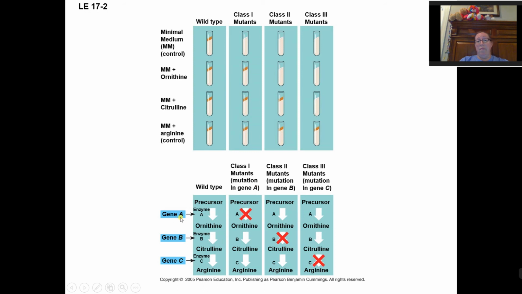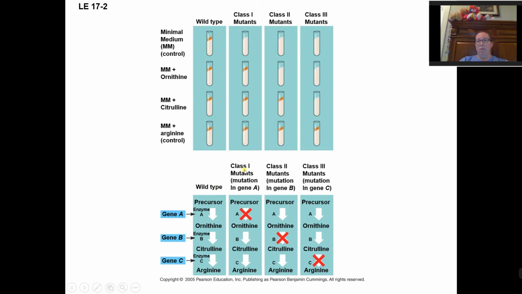So gene A, enzyme A works, okay? Now we have it. So these are wild type. Wild type means found in nature. Does it mean dominant or recessive? No. It means mostly found in nature. That's what wild type means. It can be dominant, but it doesn't necessarily have to be.